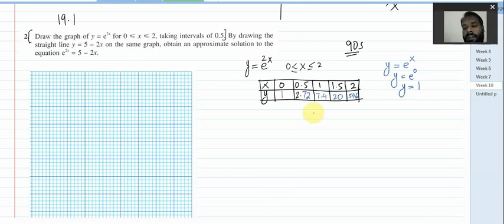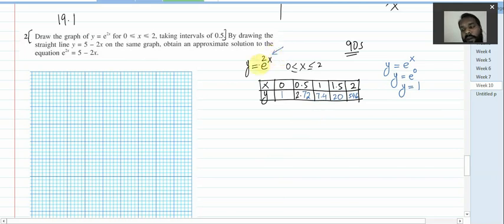Alright, so these are the values I hope you are getting. Make sure that it's e to the power 2x. Previously I had written only e to the power x. So these are the values I got here. I hope you are getting the same values, and now I will construct the points here.